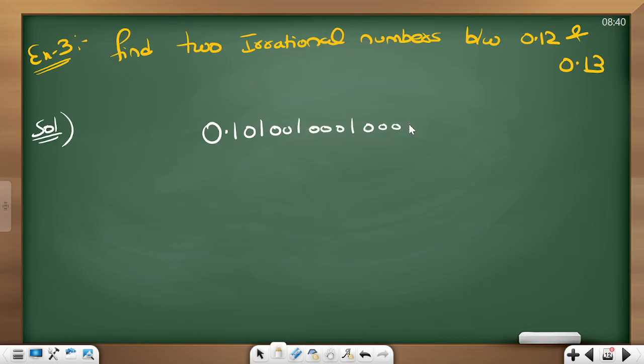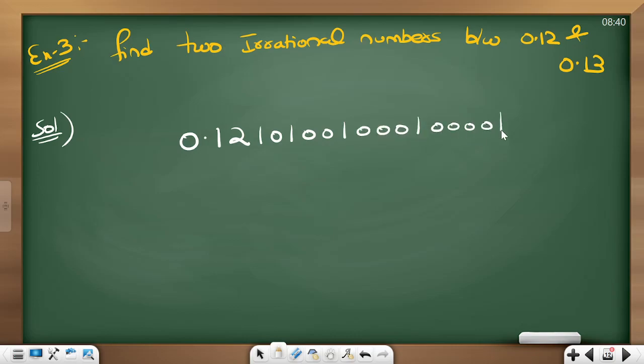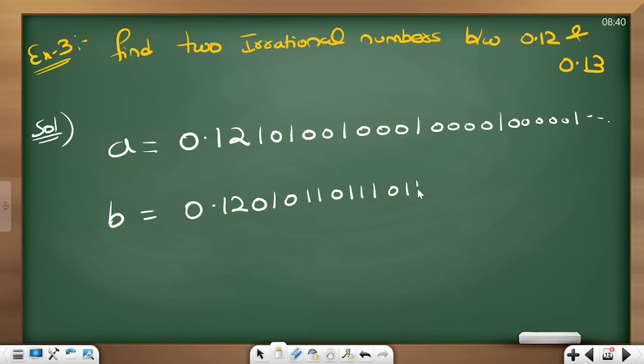So here we will use the technique, you remember Akshita, I told you 0.101001000100001. This is also an irrational number because nothing is repeating, the pattern is not there. So that is the same technique we are going to use. So 0.12101001000100001 and so on. This is one such irrational number. Let's call it A. We can put another one, 0.120101101110111101111 and so on, with 4 ones, 5 ones, like that. You can insert many more.